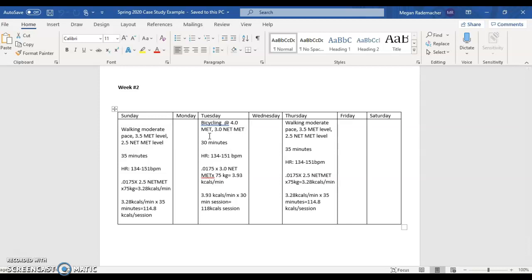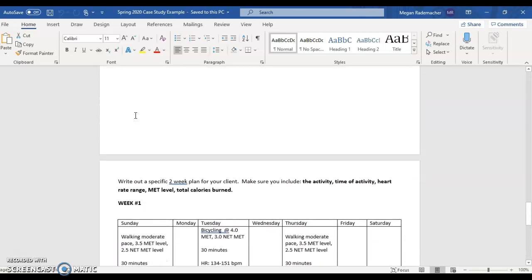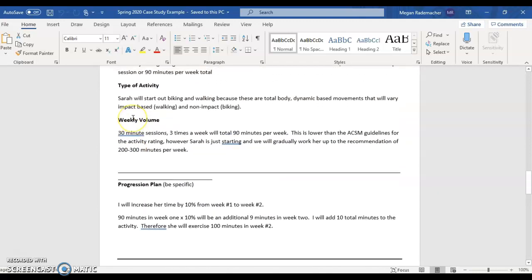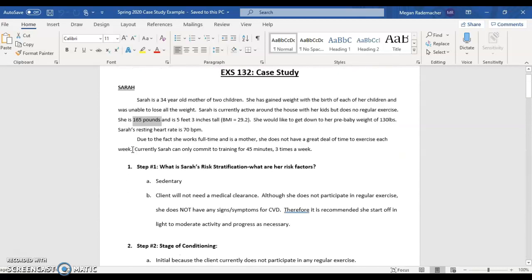Okay, so this is just an example of a case study. You have a case study for homework, and I wanted to lay this out for you so that you could understand kind of what I would expect your homework examples to look like, and where you would find that information. Okay.